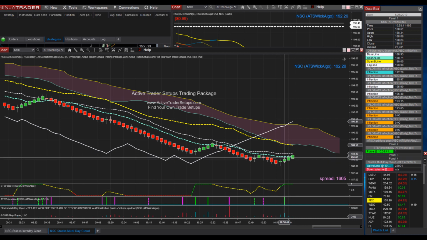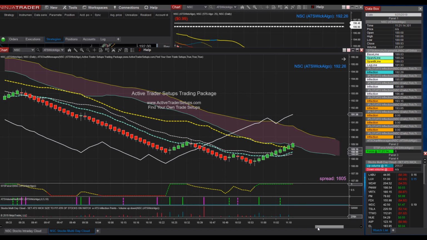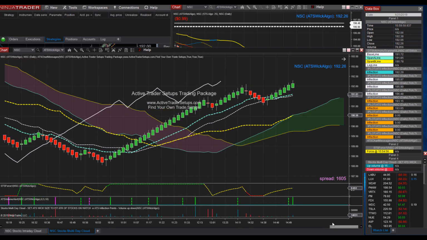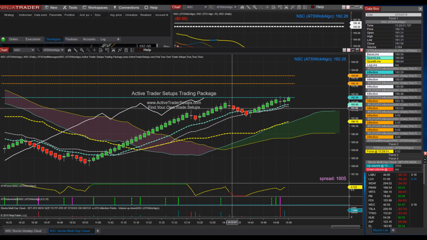I took it on the quick, sat through the pullback. It ended up with a big volume bar there. Now part of that volume accumulated because of all this choppiness. And then this thing broke. And it ran $3. Now, I didn't stay in all the way to here. I got out right along in here.